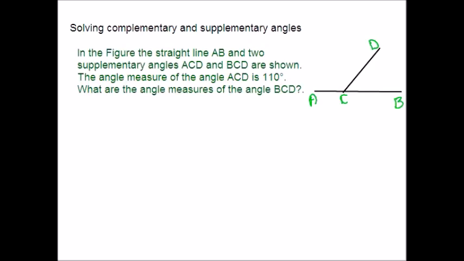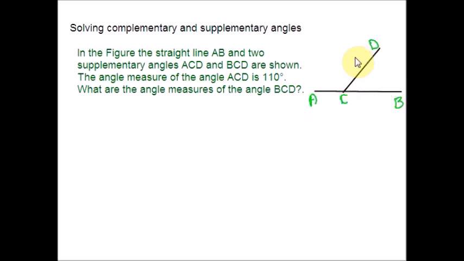Now let's work a few examples to understand how to solve complementary and supplementary angle problems. Here is your first example. Please read the question once. I have drawn a figure in this question. The straight line AB and two supplementary angles ACD and angle BCD are shown. The angle measure of the angle ACD is 110 degrees. So what is the angle measure of the angle BCD?